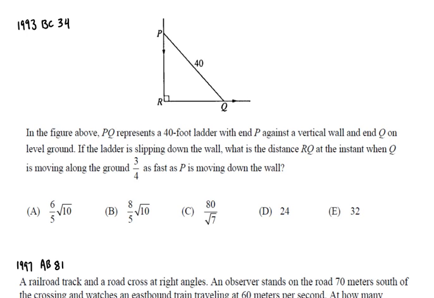Now if the ladder is slipping down the wall, and so I write dy/dt with an arrow showing that it's going down, we're looking for the distance RQ at the instant when Q is moving along the ground 3/4 as fast as P is moving down the wall. So P here is really just our y coordinate and Q is just our x coordinate, so that the length RQ is really just the quantity x, if this were superimposed onto an xy coordinate plane with that right angle being at the origin.